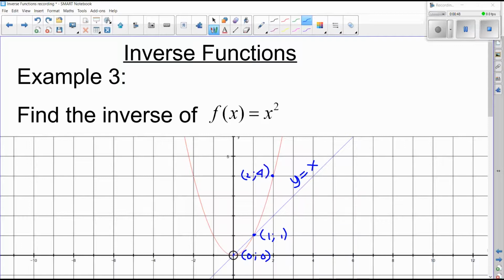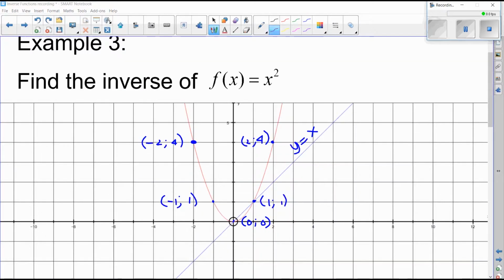And we see that the parabola has an axis of symmetry along the y-axis, so on the negative x-axis, when x is negative 2, y is positive 4, and when x is negative 1, y is positive 1. So we have enough points to reflect in the line y equals x so that we can find the inverse function of f of x equals x squared.